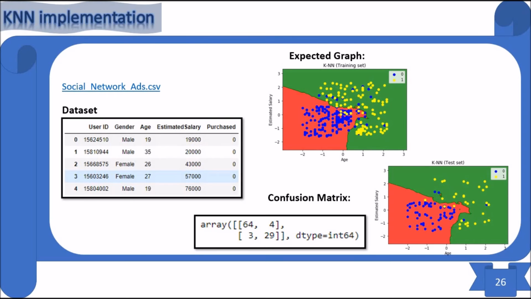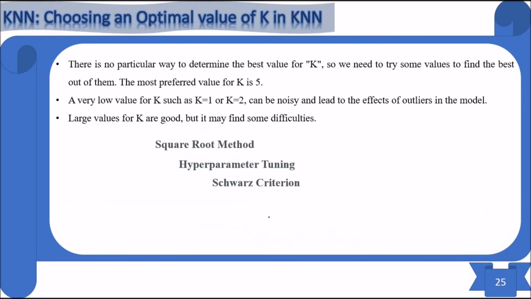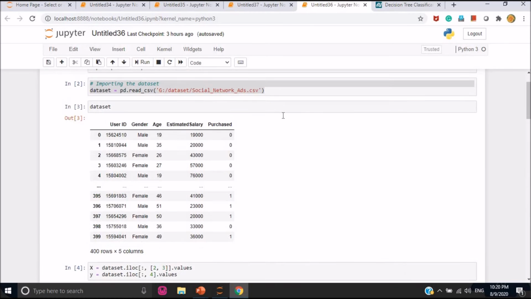So now let's begin with the implementation. Here we have again a data set, that is the social network advertisement. The first step is to import all essential libraries. Again, we'll just glimpse at this data set. We have user ID, gender, age, estimated salary, and purchased. We are expecting this graph, and on the basis of this graph, we have to draw a confusion matrix. So let's begin with the implementation part.